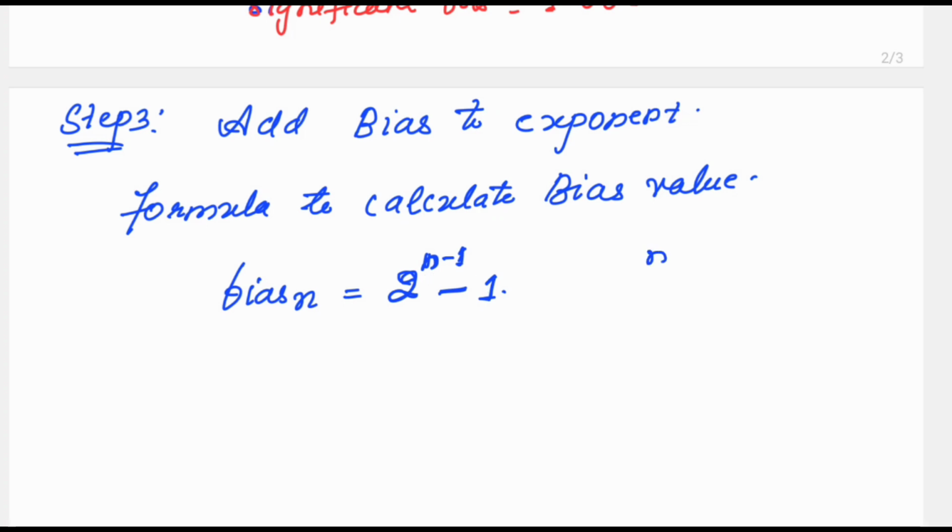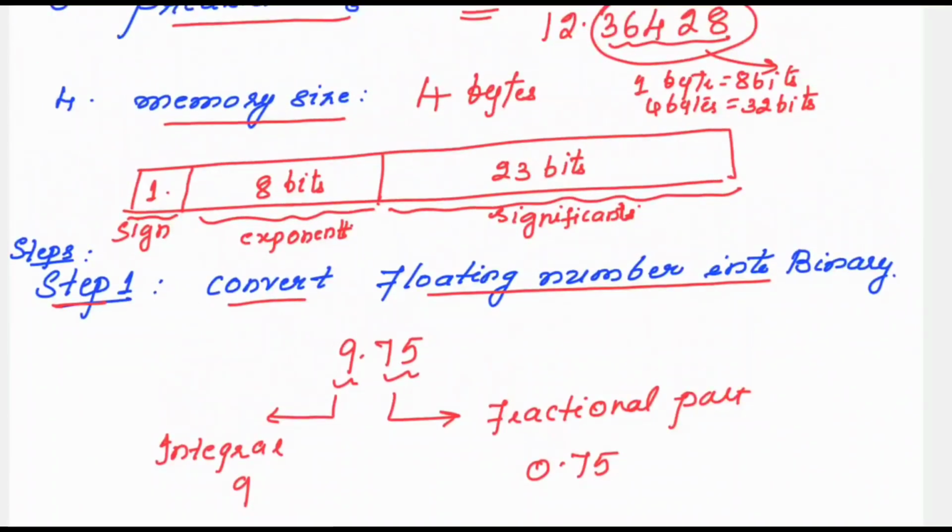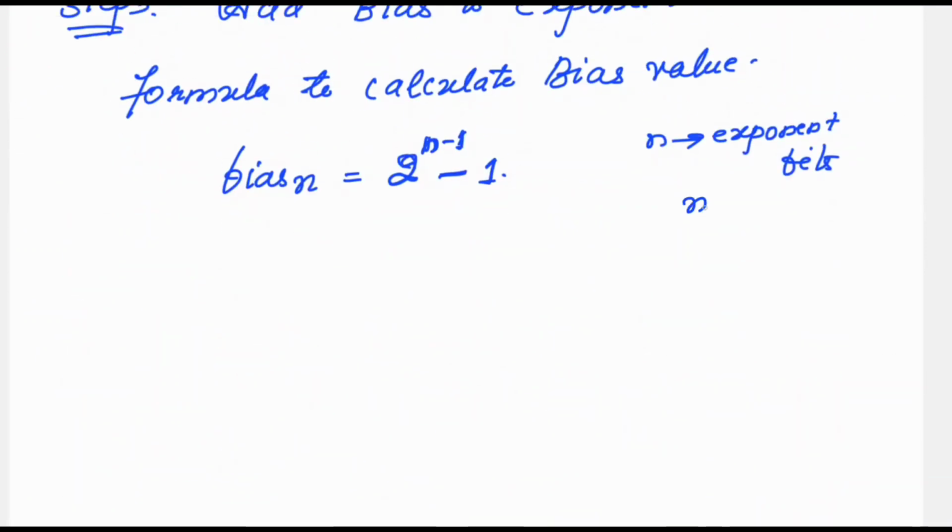So what is n here? n is the exponent bits. If you remember, in the very first part of the session, I have explained this. The exponent bits are what? 8 bits. So the n value is 8. If you substitute 8 here, how much will you get? 2 to the power of 7, minus 1. 2 to the power of 7 is 128, minus 1 is how much?